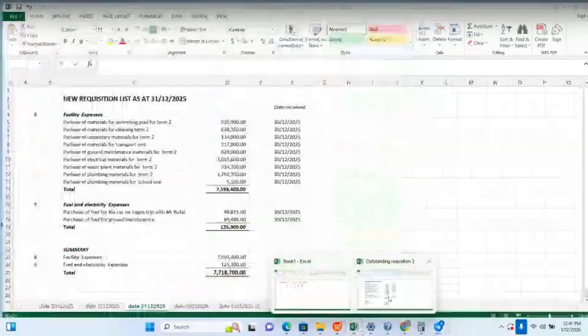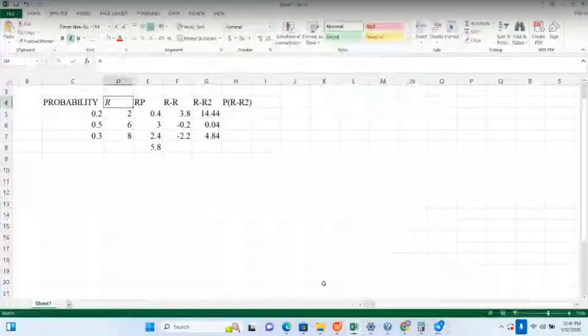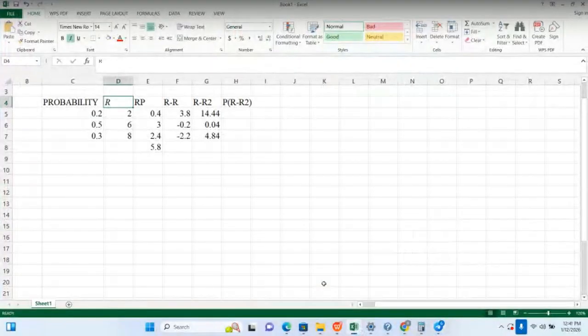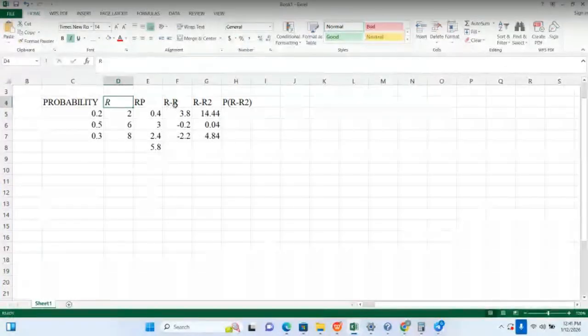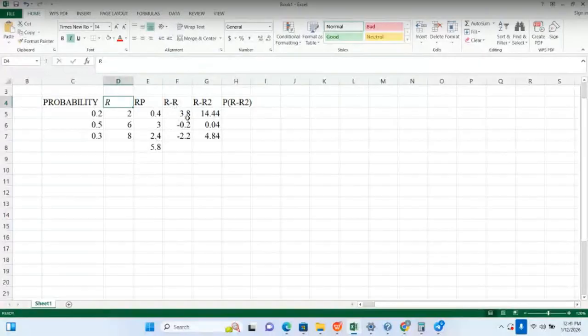Now we have our expected return. Then we have R minus R bar. The addition of expected return gives us our mean, which is 5.8. Then our R minus R bar is our return minus expected return. That is our mean.